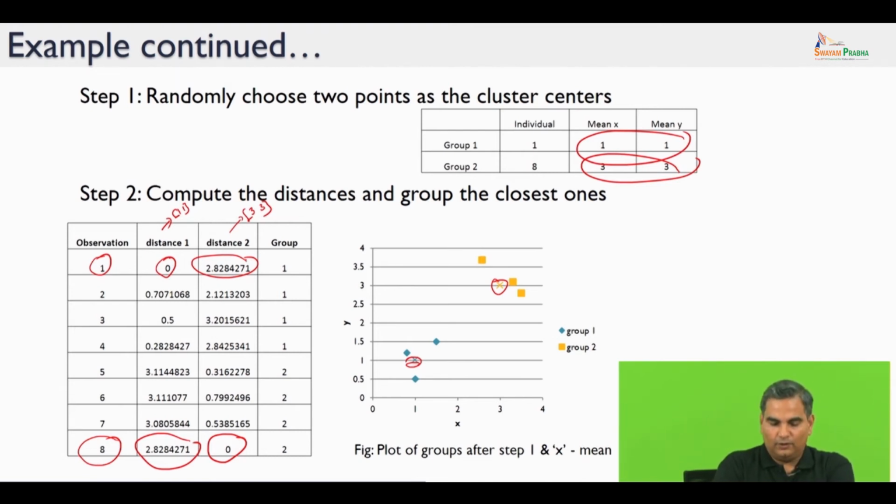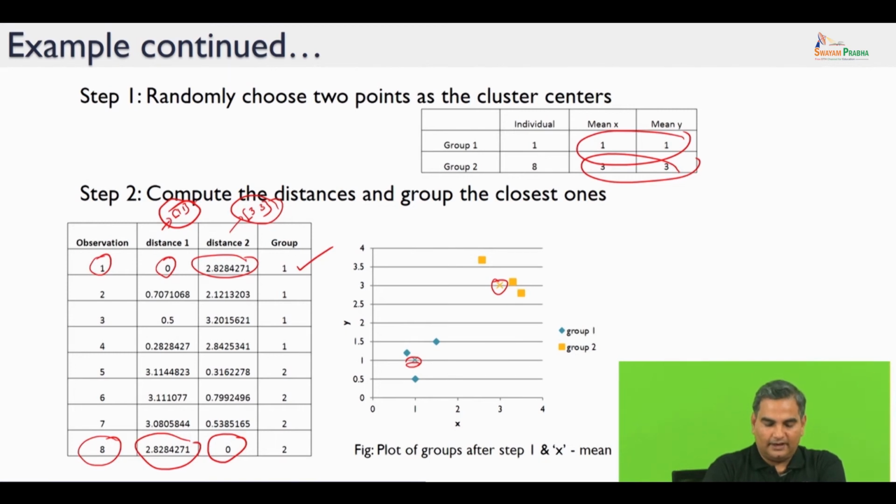Now, since we want all the points that are like 1 1 to be in one group and all the points which are like 3 3 to be in the other group, we use distance as a metric for likeness. So, if a point is closer to 1 1, then it is more like 1 1 than 3 3, and similarly if a point is close to 3 3, it is more like 3 3 than 1 1. So, we are using a very simple logic here. You compare these two distances, and whichever is the smaller distance, you assign that point to that group. So, here distance 1 is less than distance 2, so this observation, which is basically the point 1 1, is assigned to group 1.